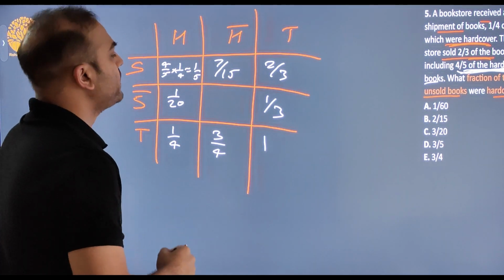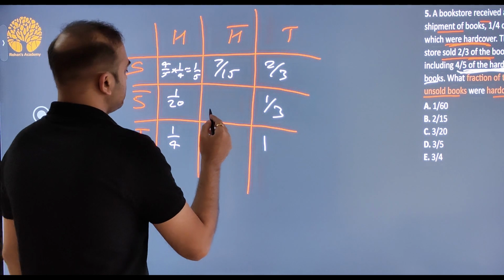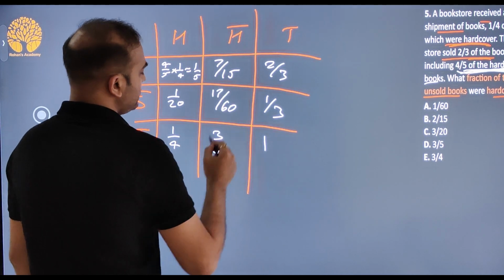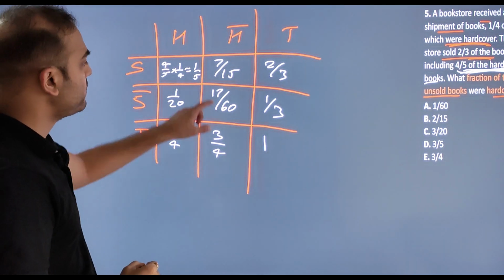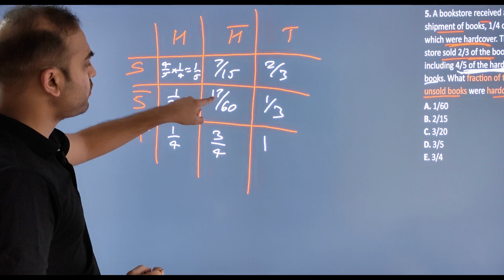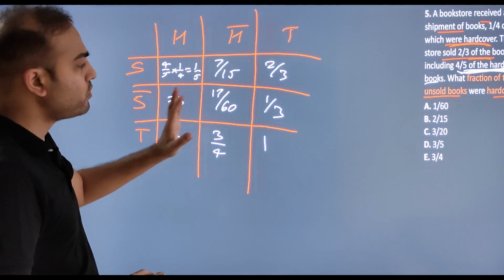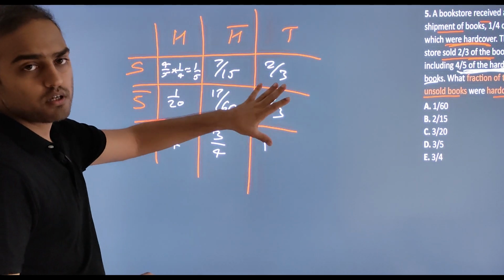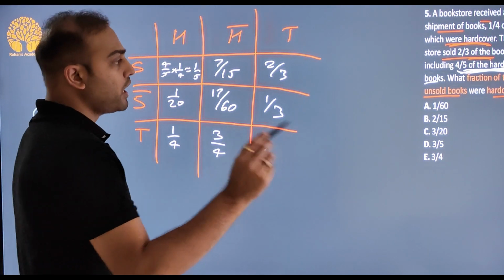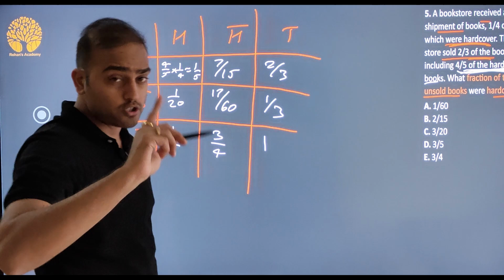1/3 minus 1/20 is 20 minus 3, 17/60. Right? If you want to verify, let's add these. 28 plus 17, 45/60. That's 3/4. My addition comes up right, so that means everything is correct. Now read the question again. The question is not solved yet.